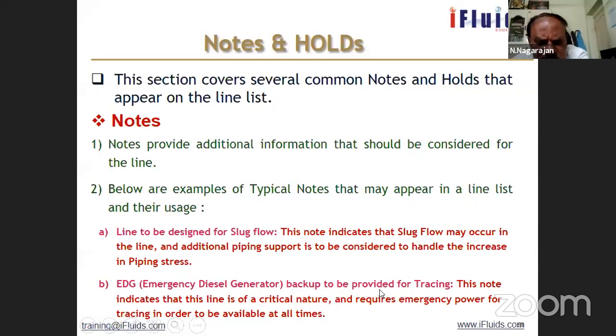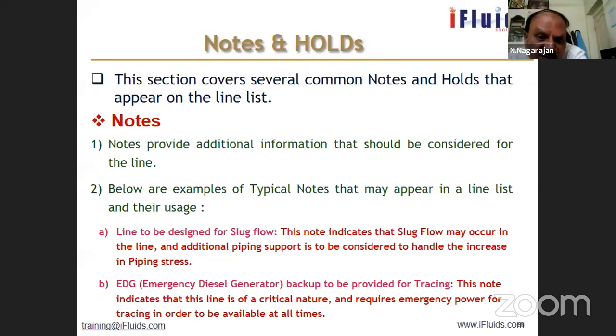EDG: electrically traced lines should always have electricity supply. When there is a power shutdown, how do you ensure power supply? You put in the note EDG is provided, meaning emergency diesel generator is provided as a power backup. So the electrical heat tracing keeps getting the supply. This is something like the UPS you have at home, correct? When the power goes off, UPS takes care, but UPS will not address all the loads. But at least you will have fans and lights running. You cannot run the air conditioner. Similarly, in the plants also, we have an emergency diesel generator when there is a power failure.